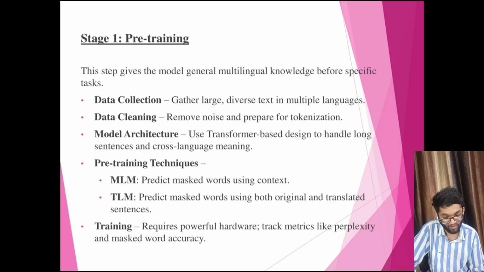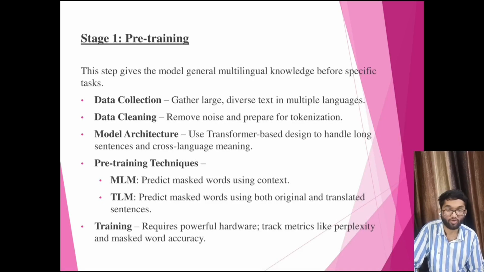Training a language model requires significant computational power and involves training the model on a large dataset. Key metrics during training include perplexity and masked word accuracy. Training typically takes place on powerful hardware, for example GPUs or TPUs, to handle the massive amount of data and calculation required.